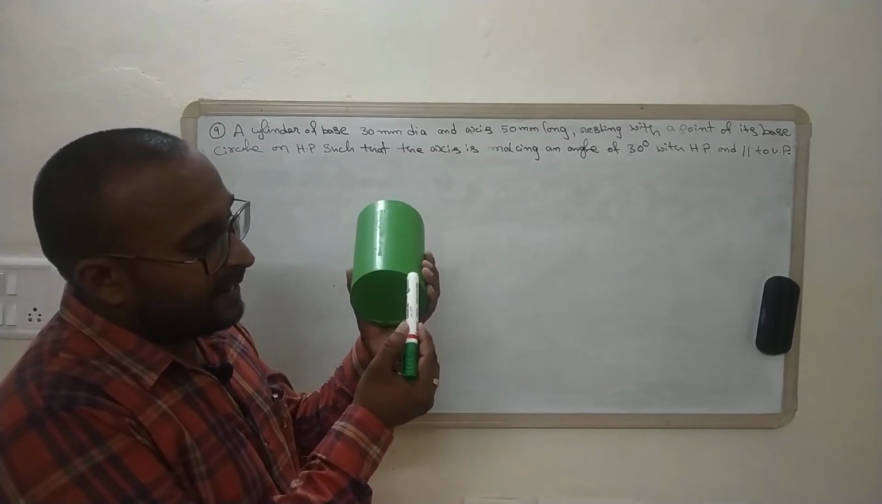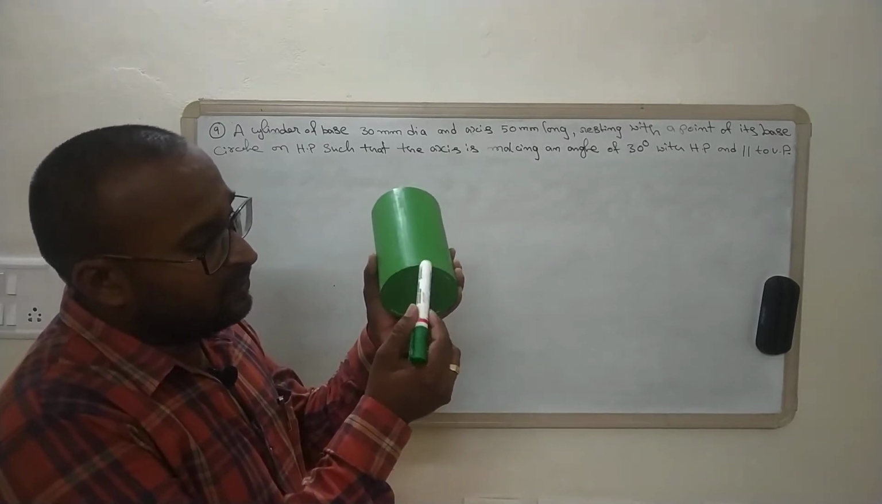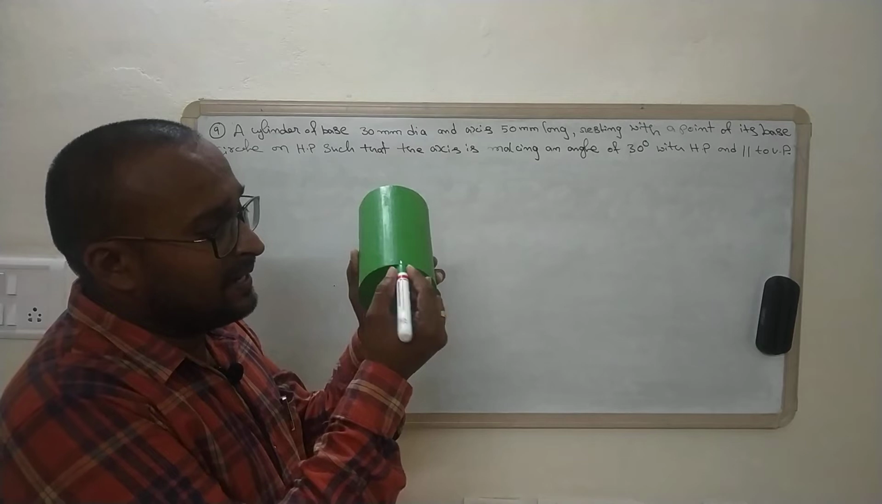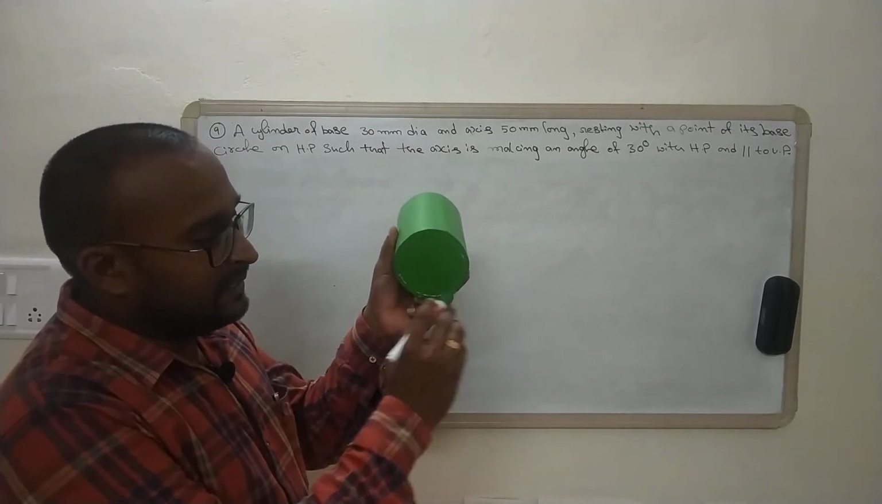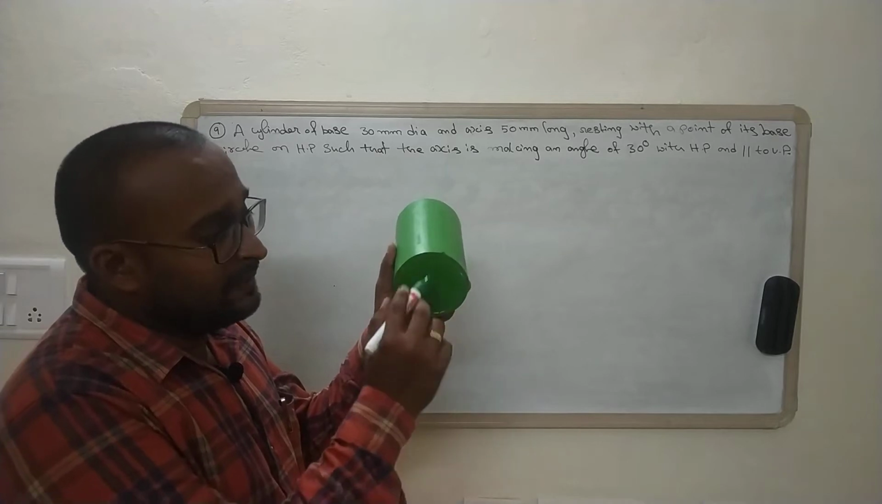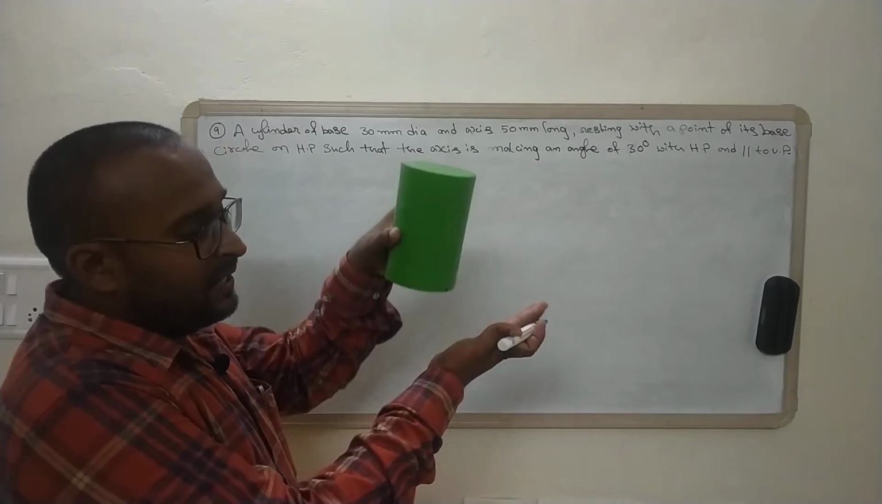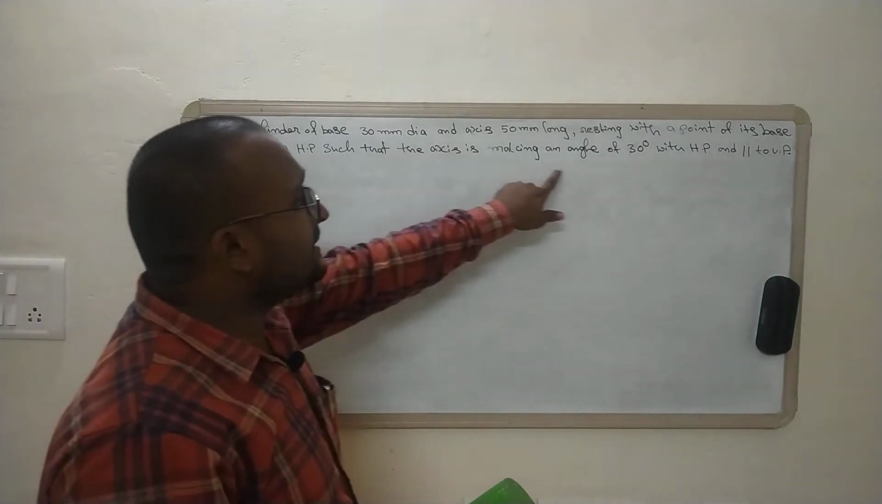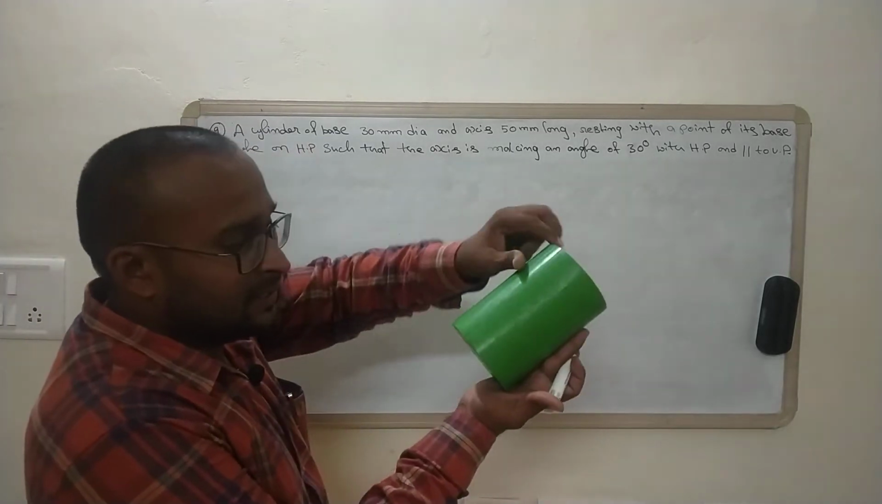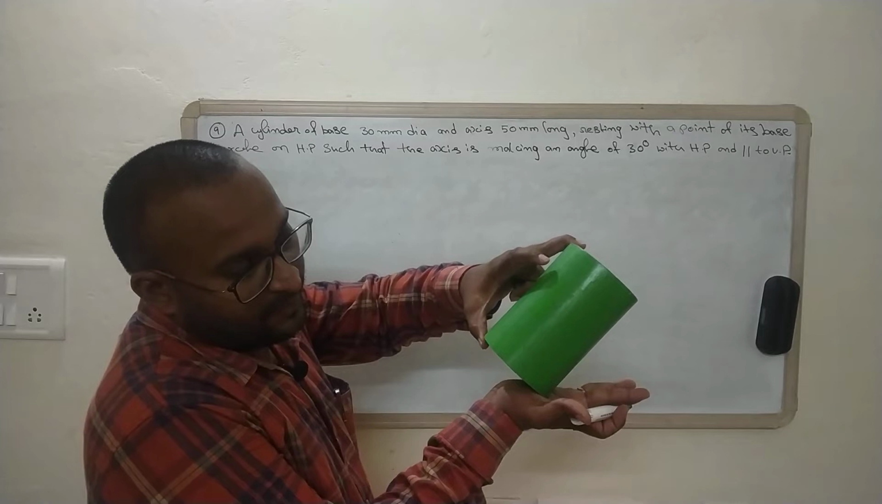So here we are going to take that particular point. Let us say B point; A, B, C, D, like that number of points are there. So here one of its points is on HP, such that the axis is making an angle of 30 degrees with HP, right?